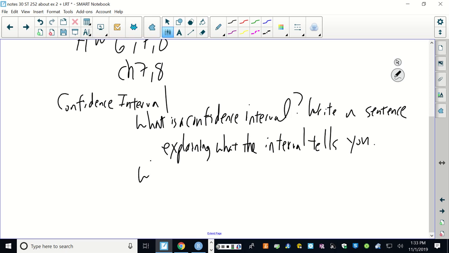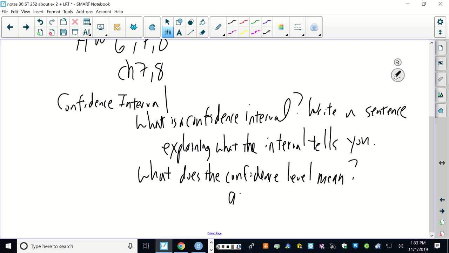What does the confidence level mean? So 95% or 90% or 99%. What do those different numbers mean? What implication do they have for the intervals, and why are we choosing those things? So there'll be some explanation problems like that.